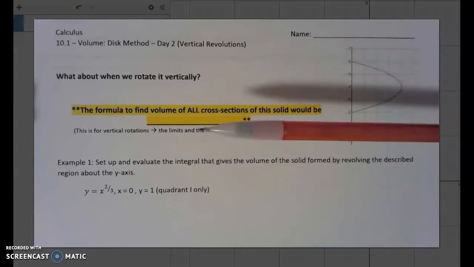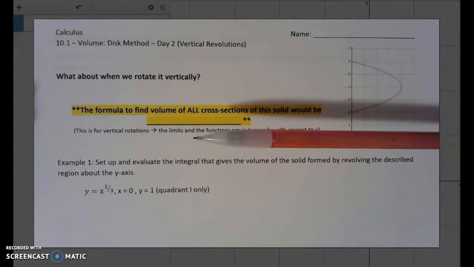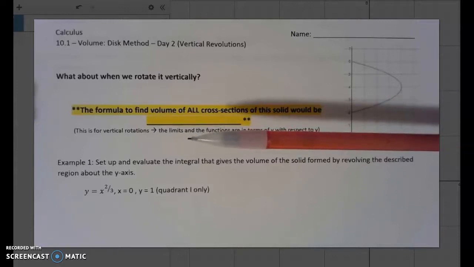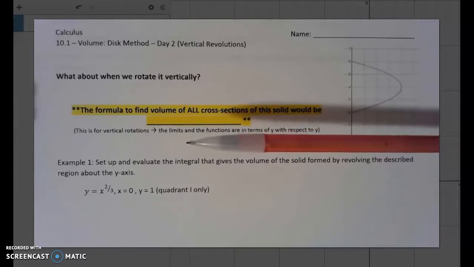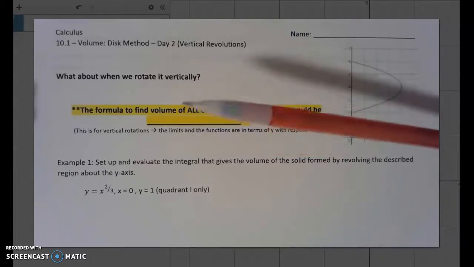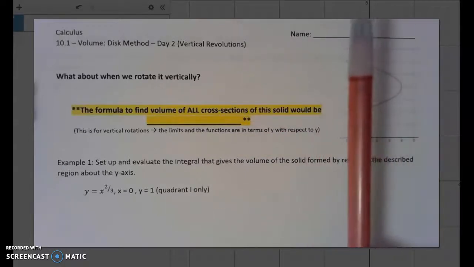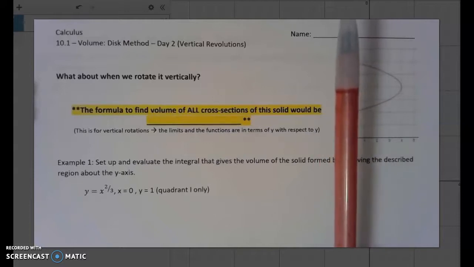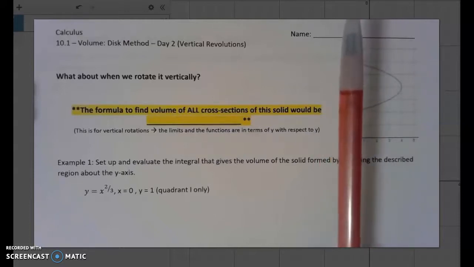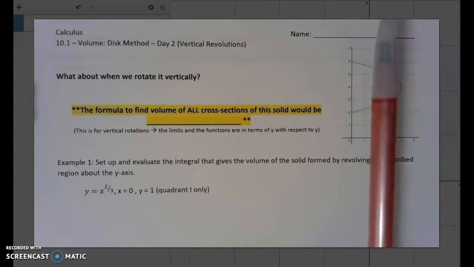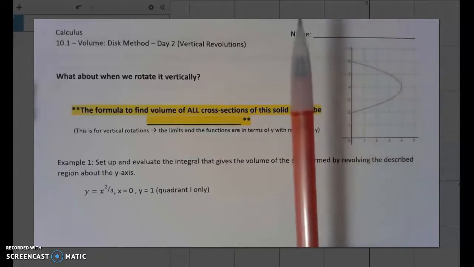And remember that all of our pieces of our function, all of our lower and upper limits, and everything that we had was in terms of x. So the integral was being taken with respect to x. What we're going to look at today is rotating vertically. So if we have a vertical rotation, that means we're either going to rotate it about the y-axis or a different vertical line like x equals 2 or x equals -1.